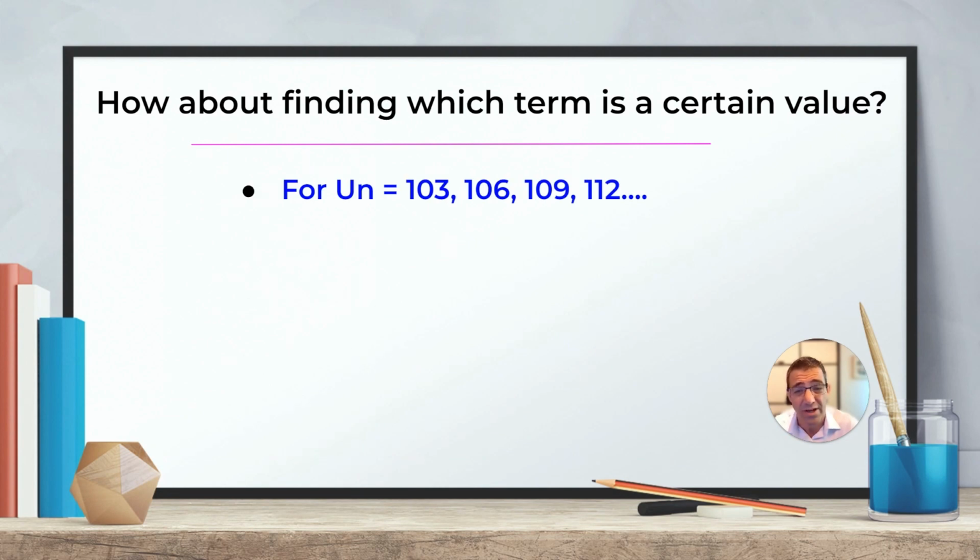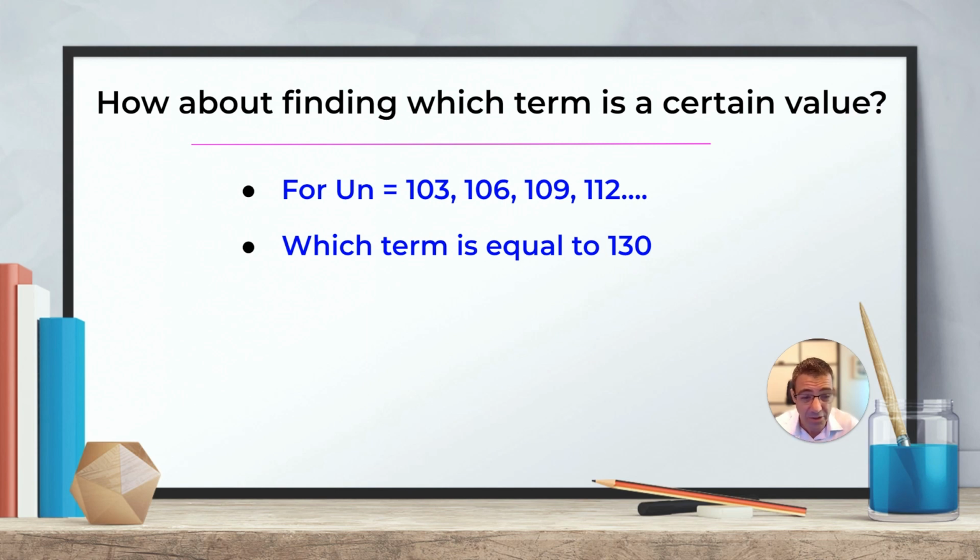So for u, n equals 103, 106, 109, 112. So which term is equal to 130? Well, we're going to need the formula. The formula is, it's a 3n sequence and it starts at 103, so it's going to be 3n plus 100. So 130 equals 3n plus 100.